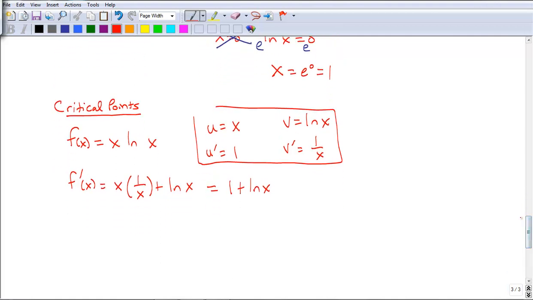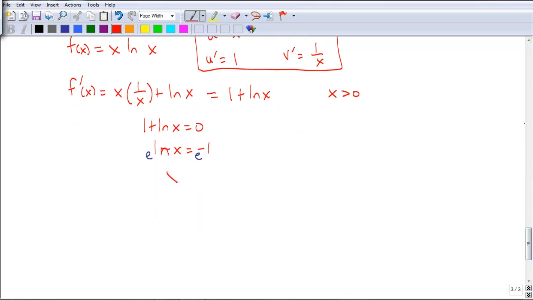And just like before, this only makes sense when x is greater than 0. The whole problem is going to have that issue happening. So there's no place where this is undefined on the domain, so I can set it equal to 0 to find the critical point. So I get natural log of x equals negative 1. And just like before, I put them in powers of e. And so I get x equals e to the negative 1, which is 1 over e. So that's my critical point.